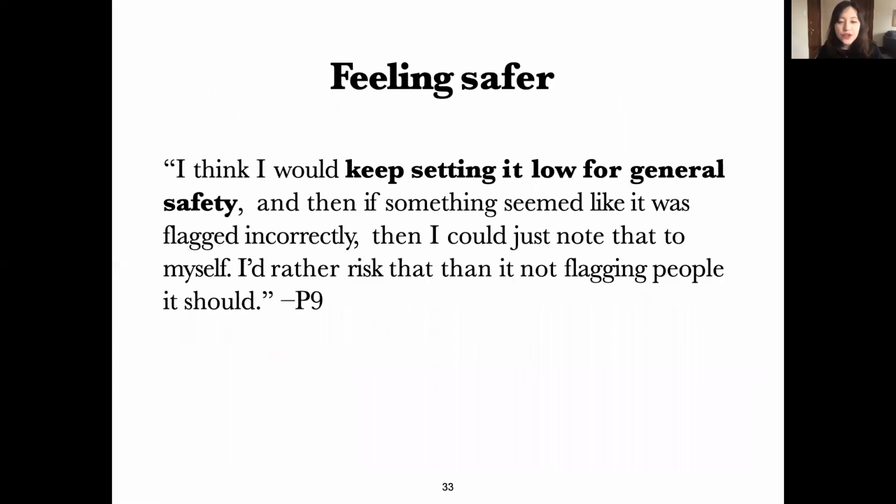And next, a few participants said they felt safe as a result of using SIG. And not surprisingly, many of them, all of them actually, were women and non-binary people who tend to experience online harassment more frequently. And so this participant said that they would keep the threshold for toxicity of SIG low so that it can flag as many accounts as it can.